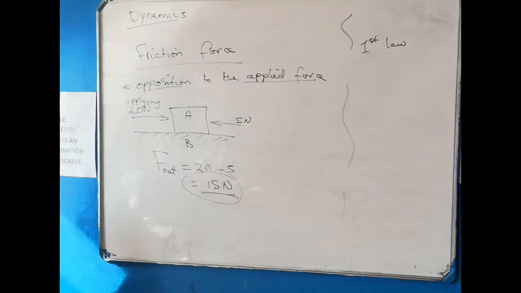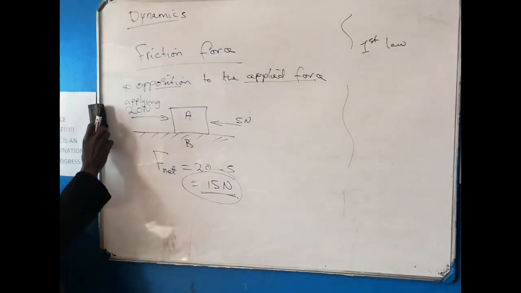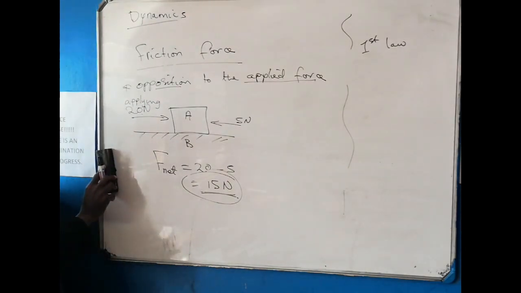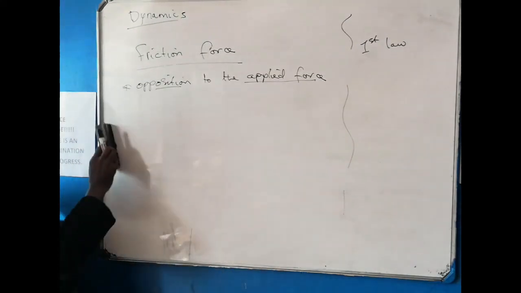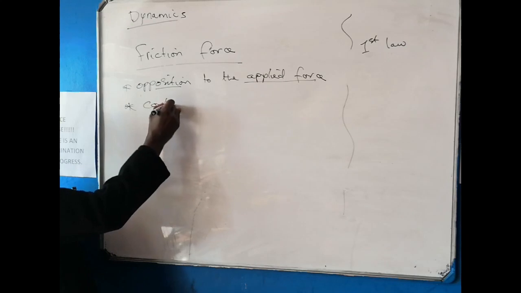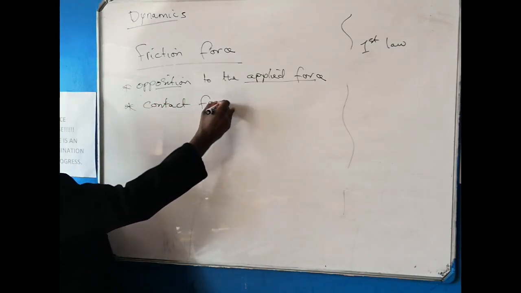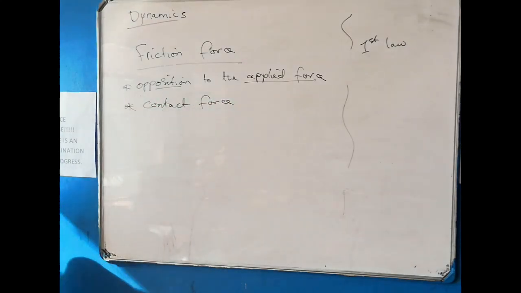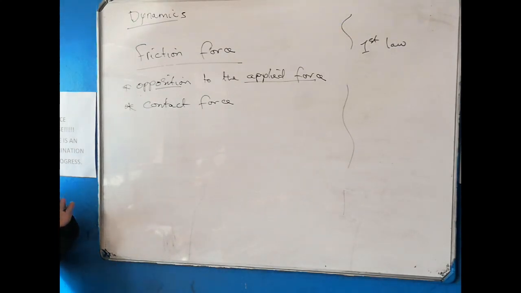Friction force. Friction force is a contact force. It depends on the contact between two objects. Object A and object B, they are rubbing against each other, there is friction.